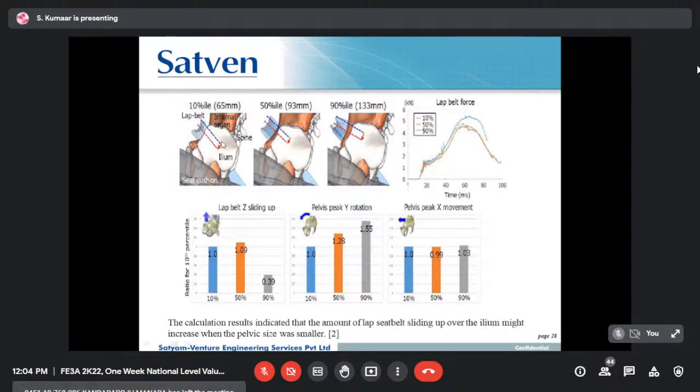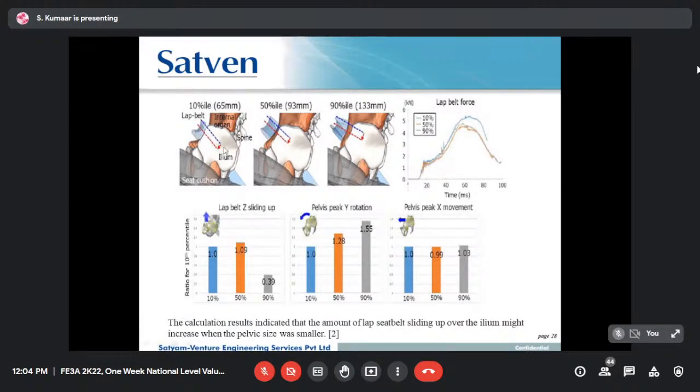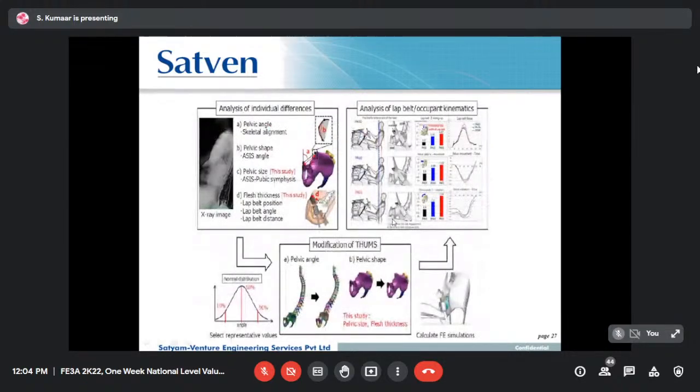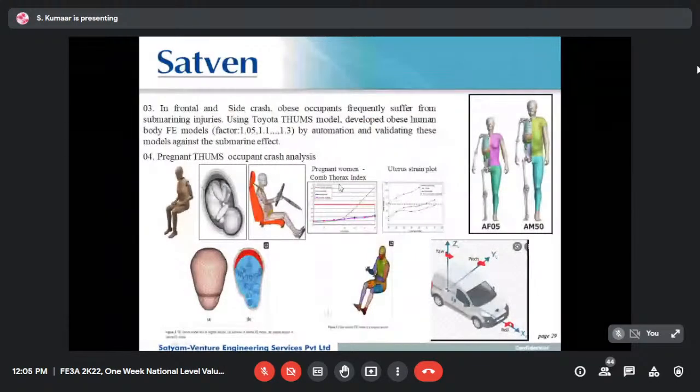That is the reason why we are studying this, and not only the belt force. We need to study the rotation of the pelvis, how much angle it rotates based on the pelvic angle change, and how much it is moving in the X direction. This study has been done and we came to a conclusion. For this we did a statistical study, preparing 10 percentile, 50 percentile and 90 percentile models, and as per the model size we ran the simulations and got the output.